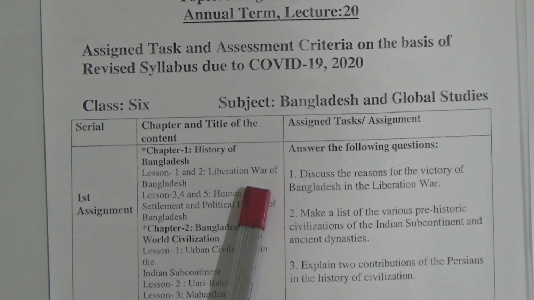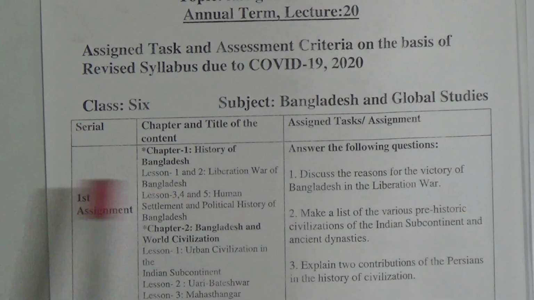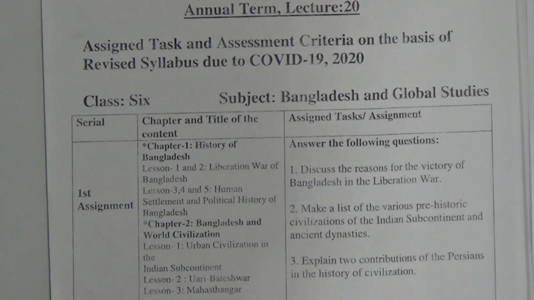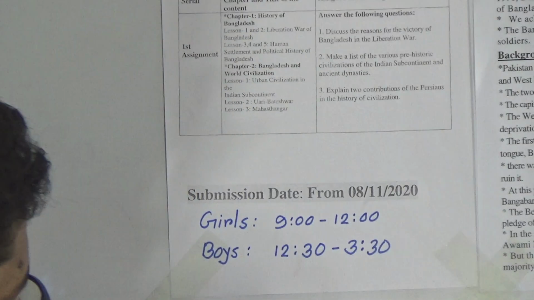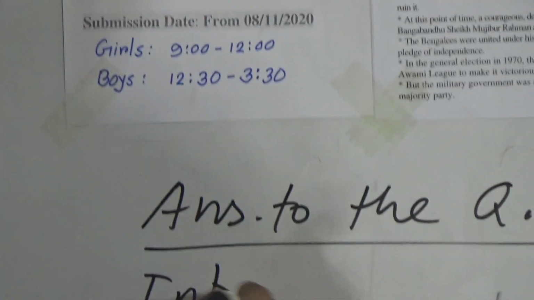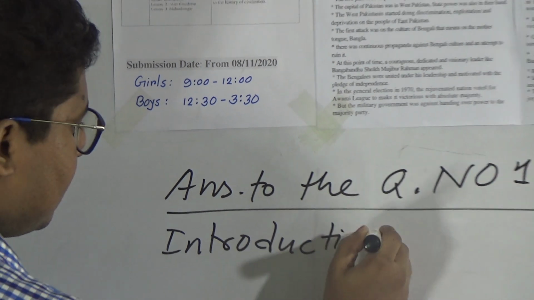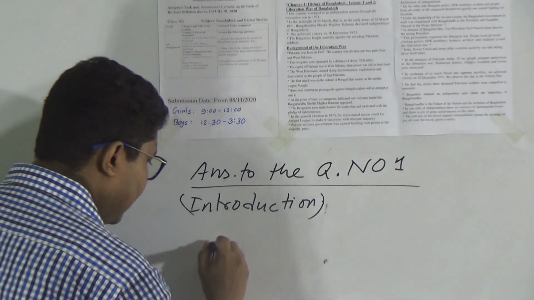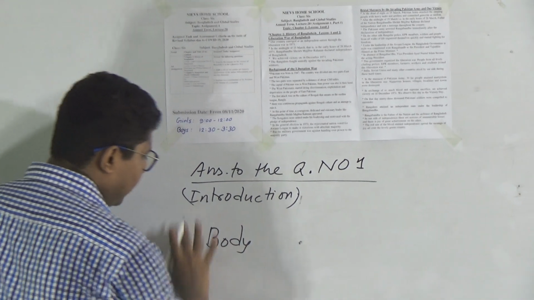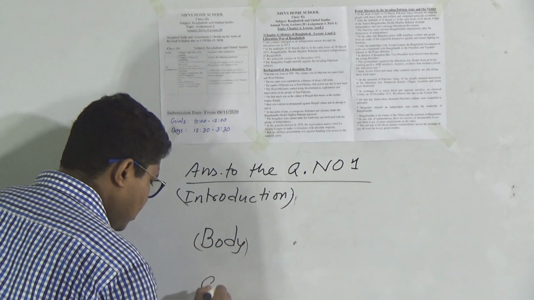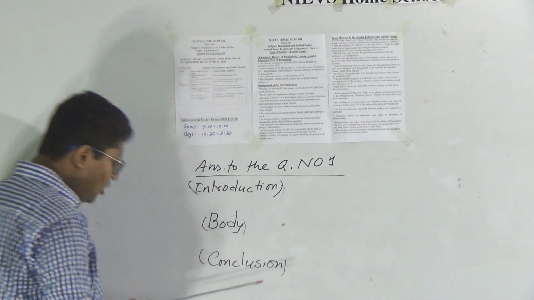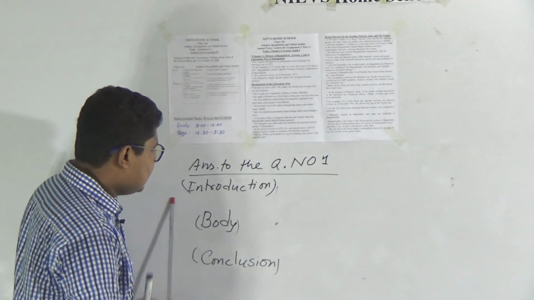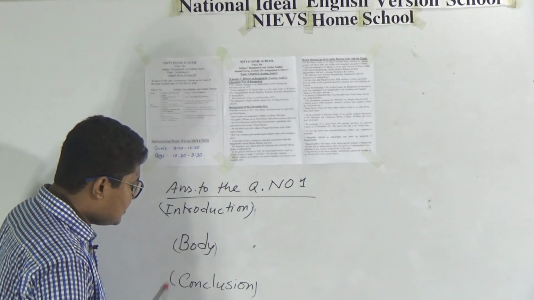You have to start the question like this: Answer to the question number 1, and then we will write the answer. In the answer, you will first write the introduction, then the body of your answer, and then the conclusion. So in your answer, you will include 3 things: introduction, body, and conclusion.